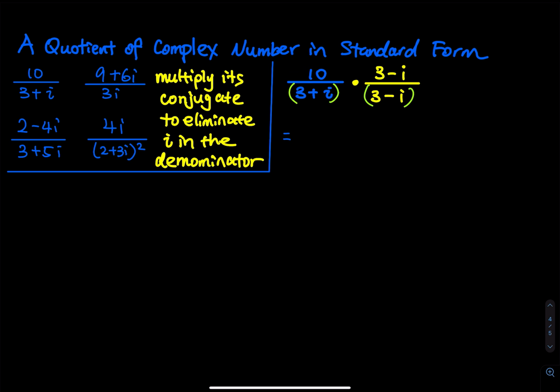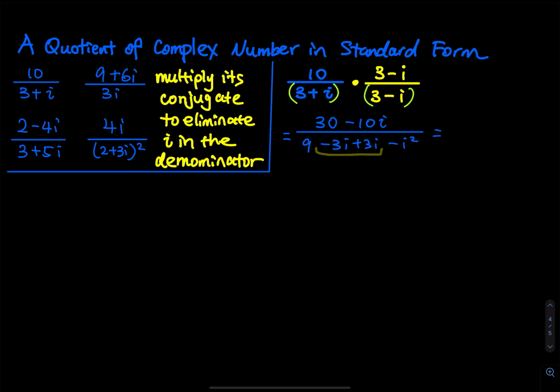The top, we have 10 times 3, which is equal to 30, and then 10 times negative i is negative 10i. You distribute the 10 to the 3 and the i. And then the denominator, 3 times 3 is equal to 9, and then minus 3i plus 3i, and then minus i squared. Do you see that once you multiply the complex conjugate, these two terms will be canceled, right?